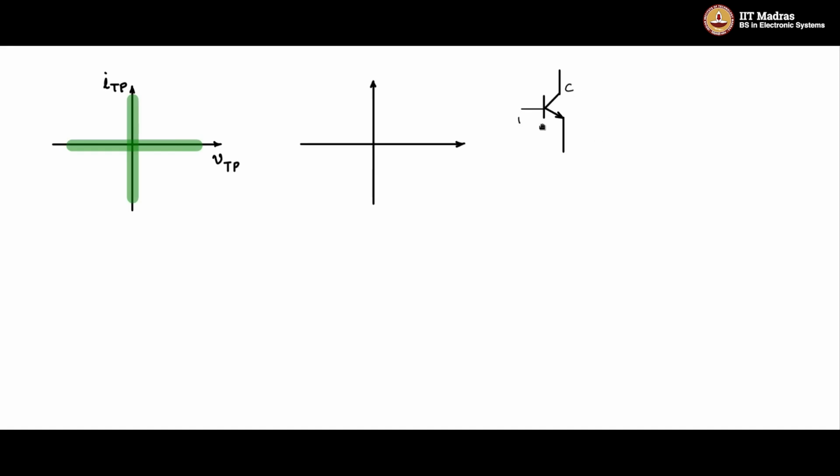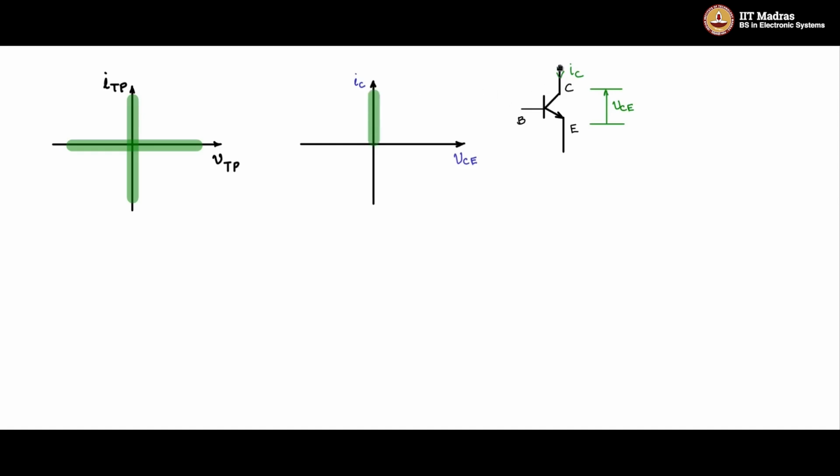We have the collector, this is an NPN BJT, base, emitter. The voltage across the collector and emitter, we will indicate it like this, and the current through the collector, IC. Now you can have on the x-axis VCE, the voltage drop across collector and emitter of the BJT, and the collector current IC as the current through the switch.